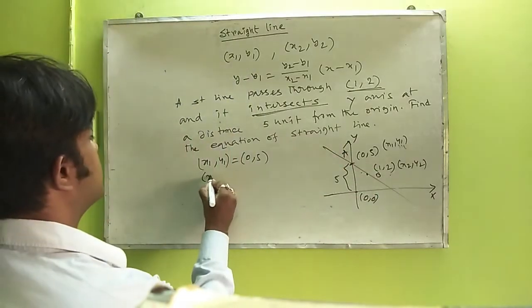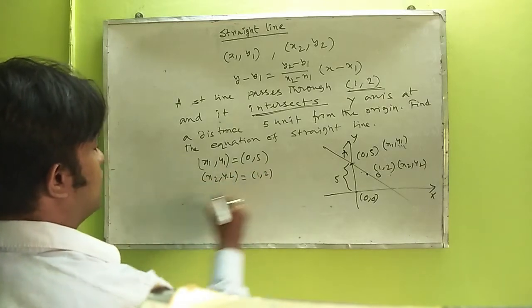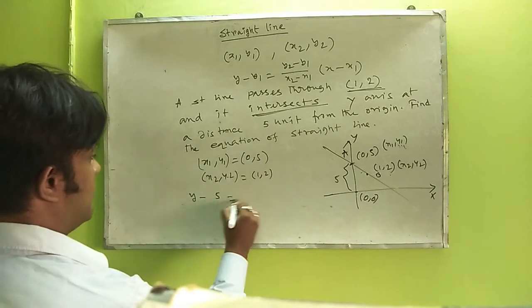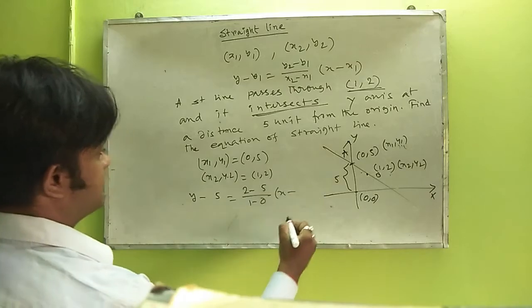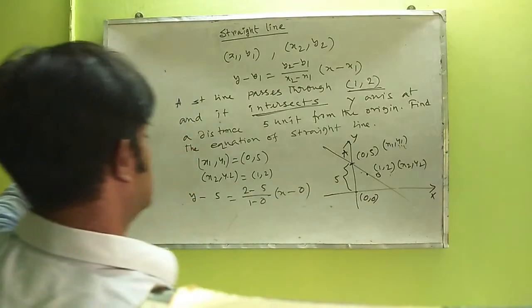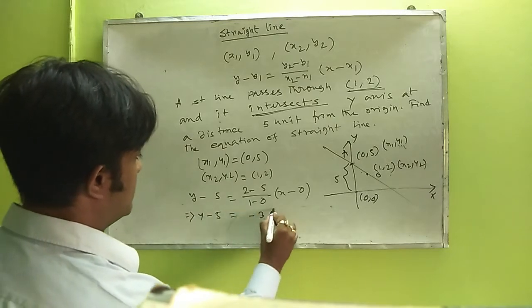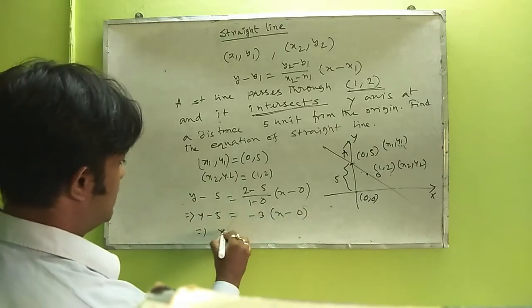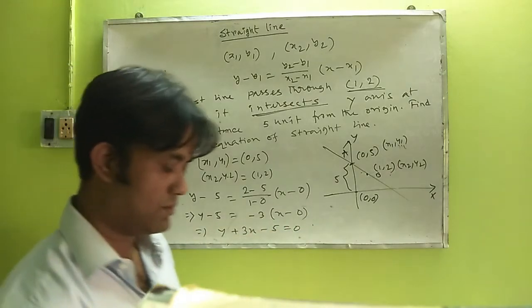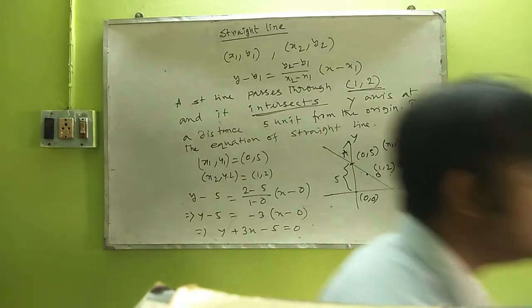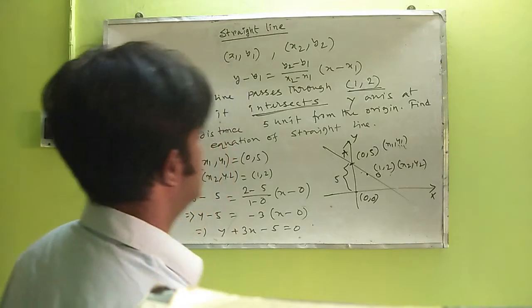So the equation will be y minus y1, that is 5, equals y2 minus y1 by x2 minus x1. So y minus 5 is equal to minus 3 into x minus 0. So the equation is y plus 3x minus 5 is equal to 0. So it is very important for ICSE 2021.